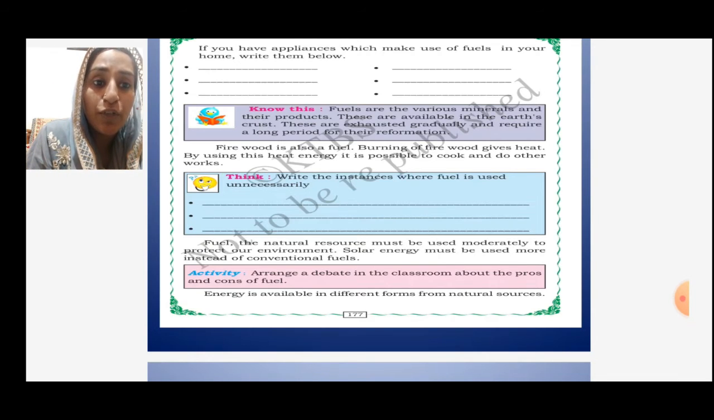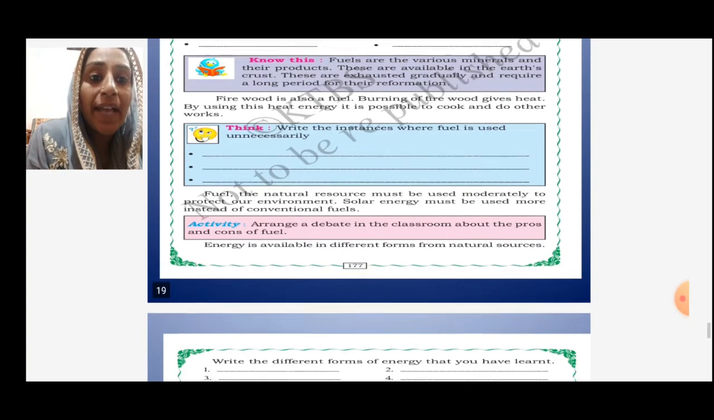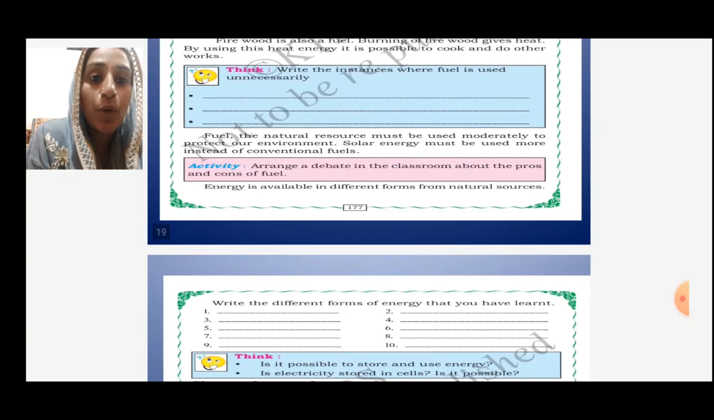Firewood is also a fuel. Burning of firewood gives heat. By using this heat energy, it is possible to cook and do other works. The fuel natural resources must be used moderately to protect our environment. Solar energy must be used more instead of the conventional fuel.